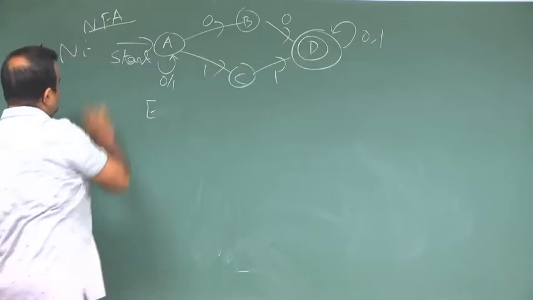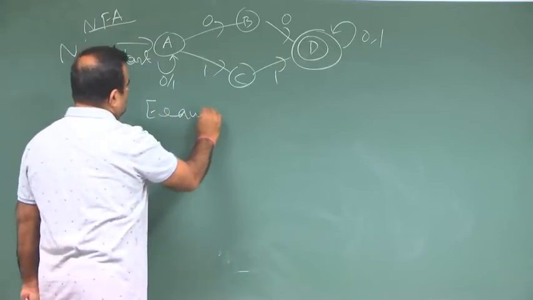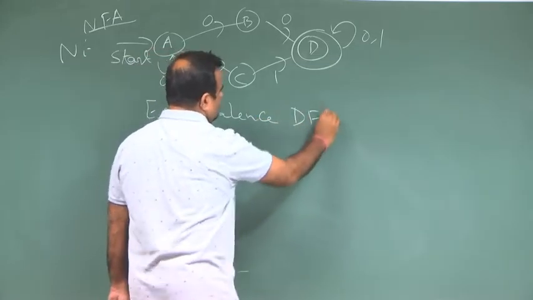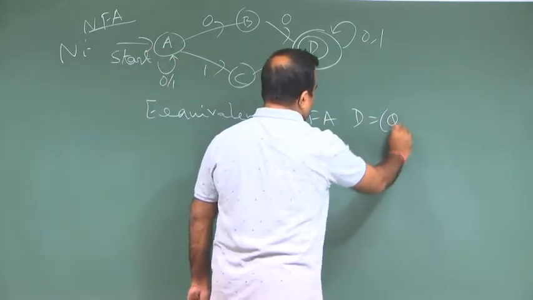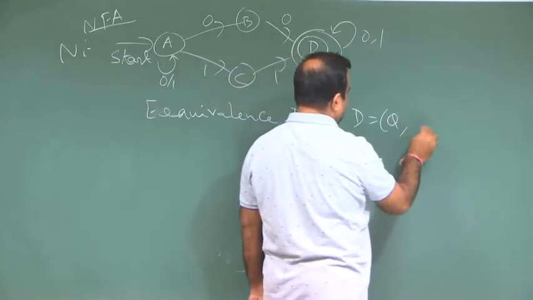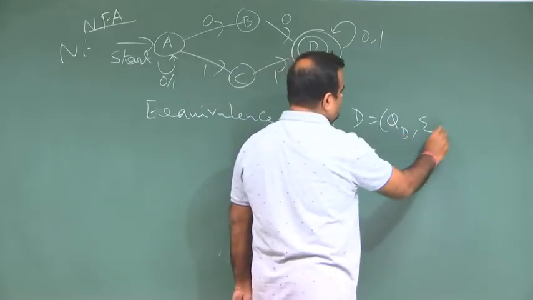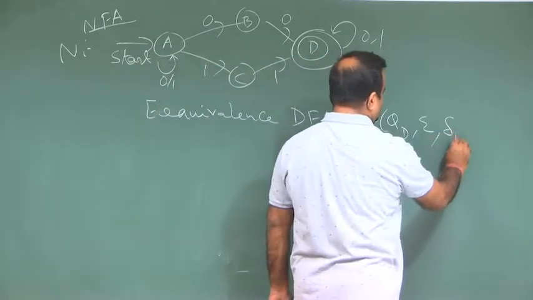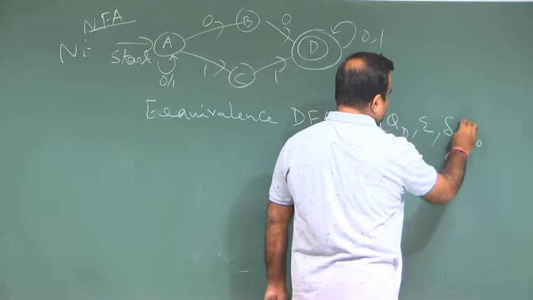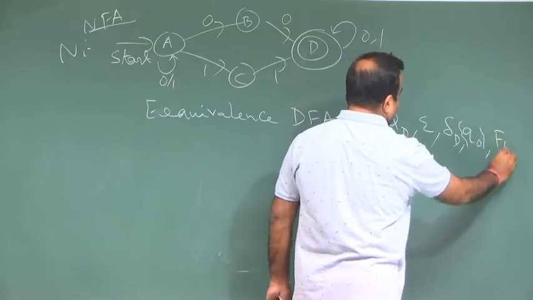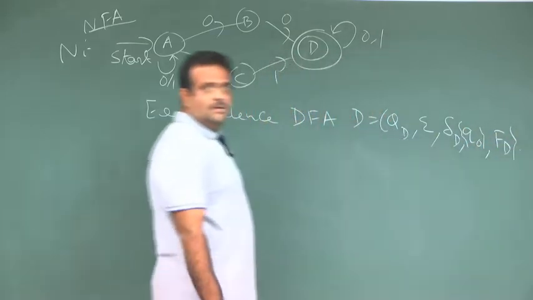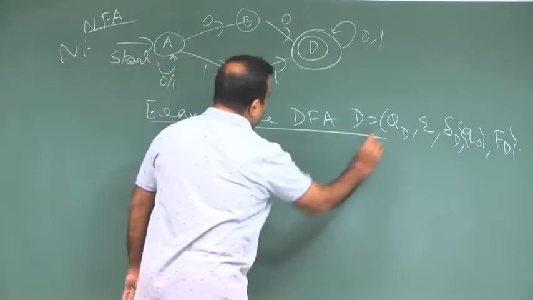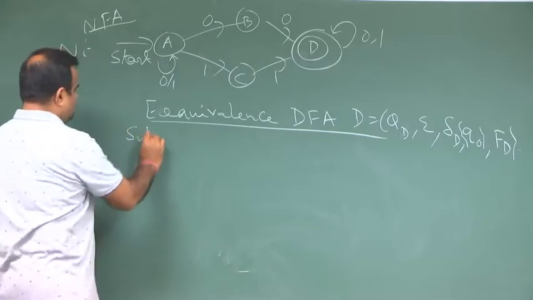Now, we have to consider this is the NFA N. Now, we have to consider the equivalent DFA D. So, QD, sigma will be the same for both the cases, and the rule, the starting state and the FD. So, we will do this using the subset construction method.